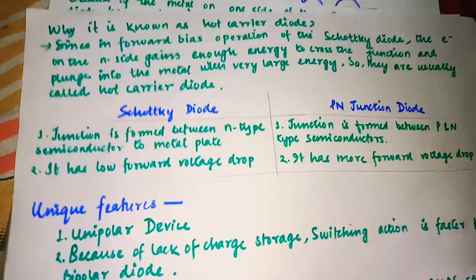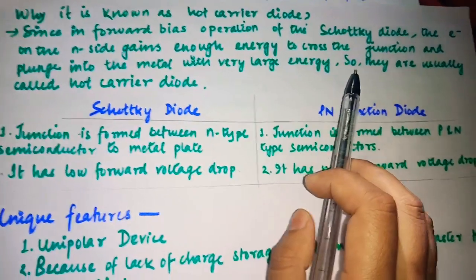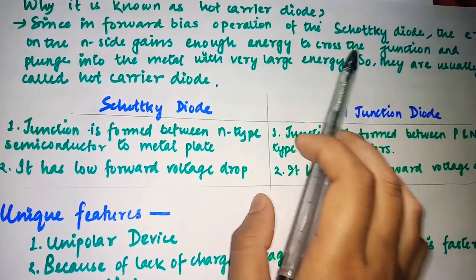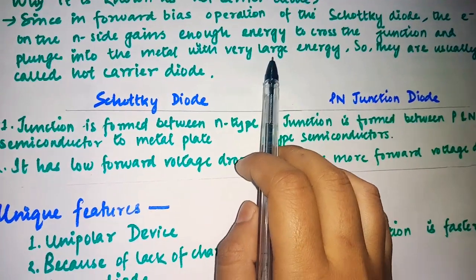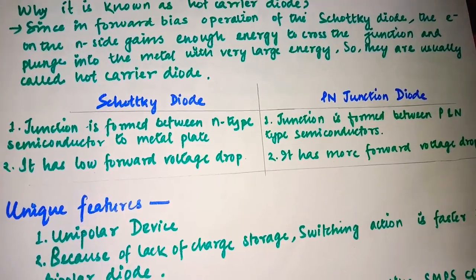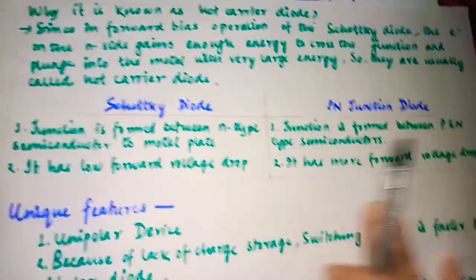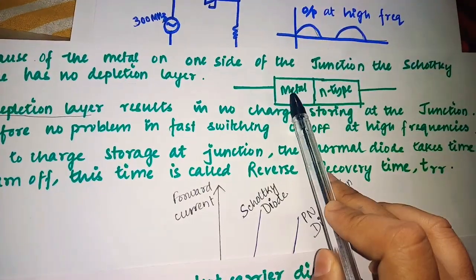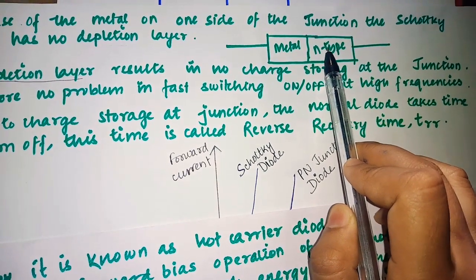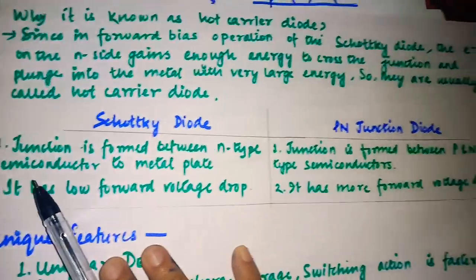Now let us see why it is known as the hot carrier diode. In forward bias operation of the Schottky diode, the electrons on the N side gain enough energy to cross the junction and plunge into the metal with very large energy. So it is usually called a hot carrier diode. We have seen in this diagram that it has only N type, so there are only electrons, and these electrons can easily plunge into the metal, so it is known as a hot carrier diode.